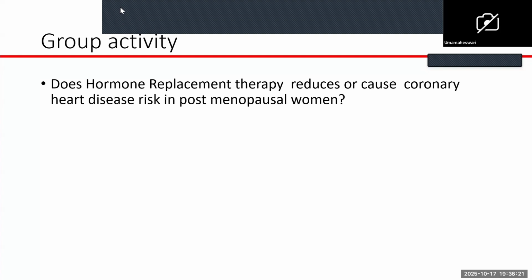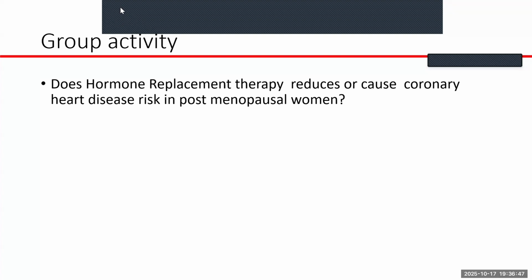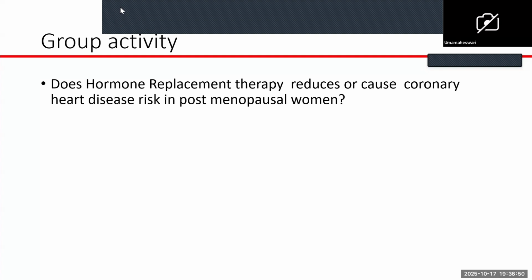You take postmenopausal women and screen them for coronary heart disease. Those who are positive for coronary heart disease will be considered as cases, and those who are negative in the screening will be considered as controls. Then you ask them whether they are having hormone replacement therapy or not. Yes or no factors. That is clear?